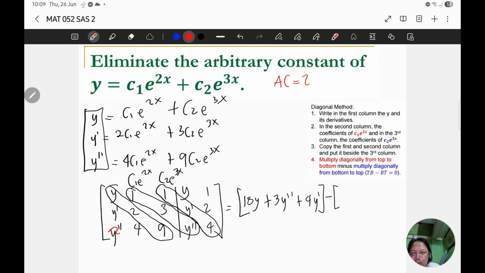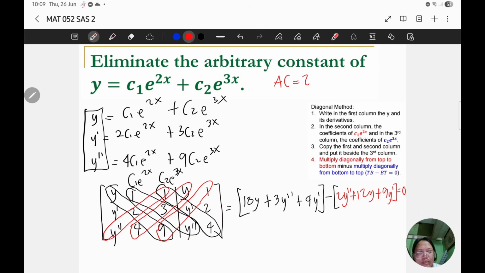So, bottom to top, multiply y double prime times 2 times 1. Diagonally, okay? So, y double prime times 2 times 1 is 2y double prime. Another one, 4 times 3 times y, and that is 12y. Then, 9 times y prime times 1. The result is 9y prime equal to 0.